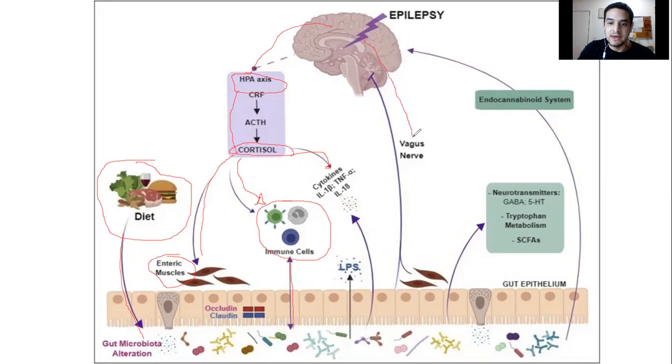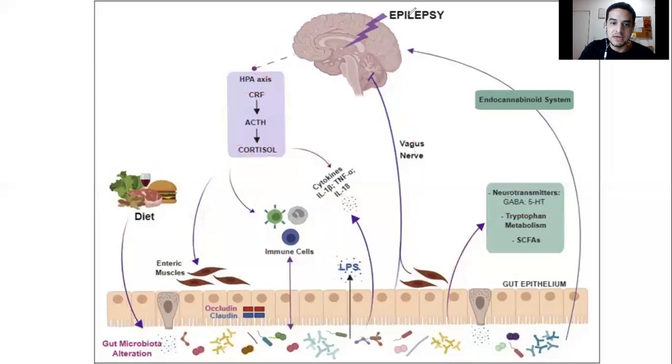Epilepsy will generate a stimulus that will go through the vagus nerve to the intestinal walls, and also the products of bacteria and things like that could produce neurotransmitters like GABA and 5-HT. Also tryptophan metabolism and short-chain fatty acids. Okay, there is another component: the microbiota can interfere in the endocannabinoid system, which will be closely related to the disease epilepsy. Okay, so this is the first image that I would like to show to you.